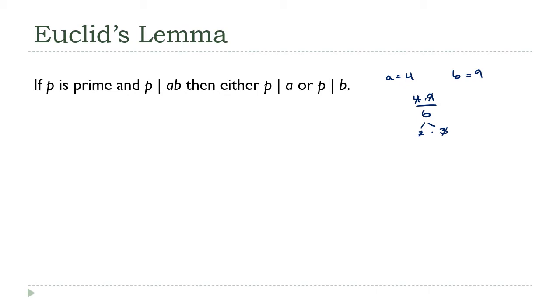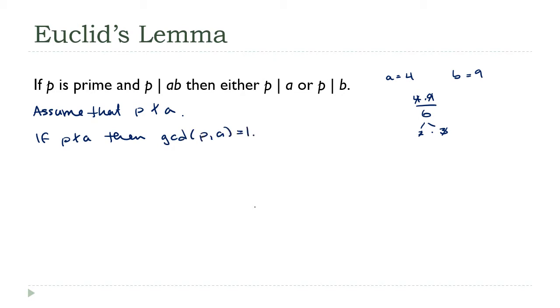So how can we do this? Here's what I'm going to do. Assume that p does not divide a. What I'm going to do is prove that this forces p to divide b. In other words, if it doesn't divide one, it has to divide the other. So if p does not divide a, then they have no common factors other than 1. So then the greatest common divisor of p and a is 1.